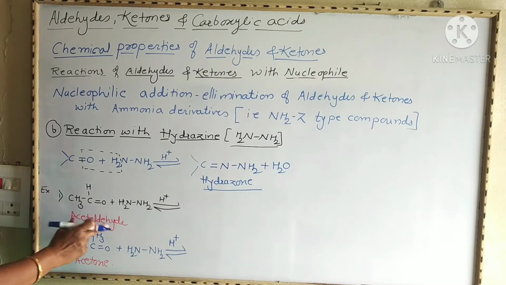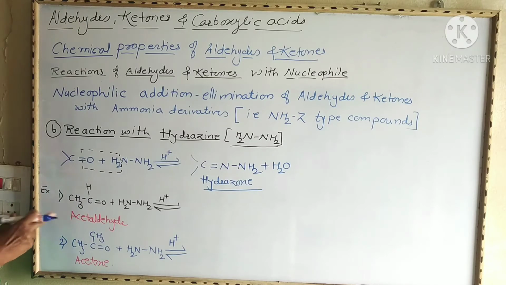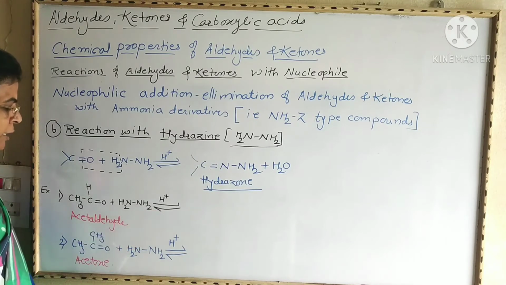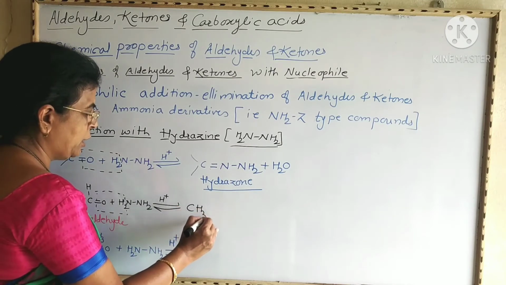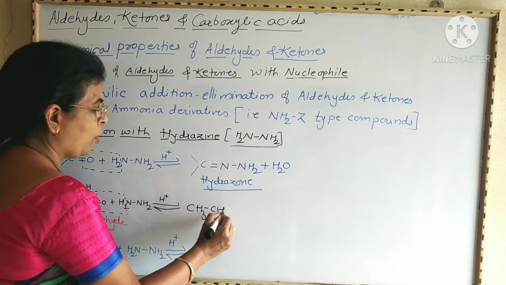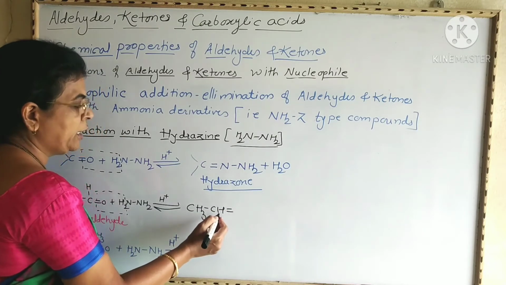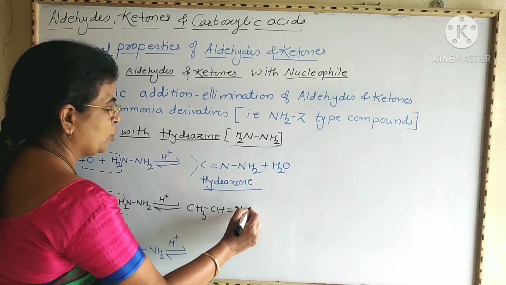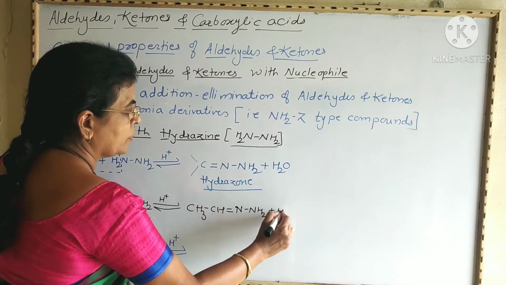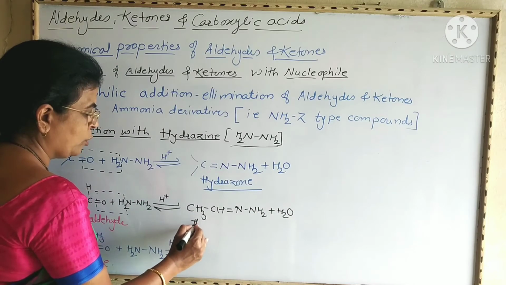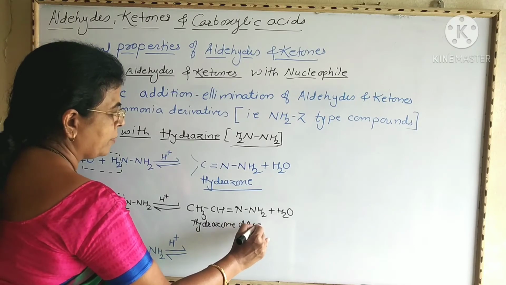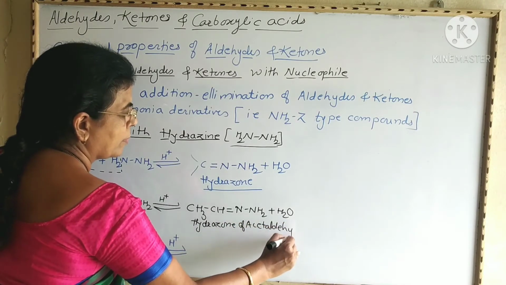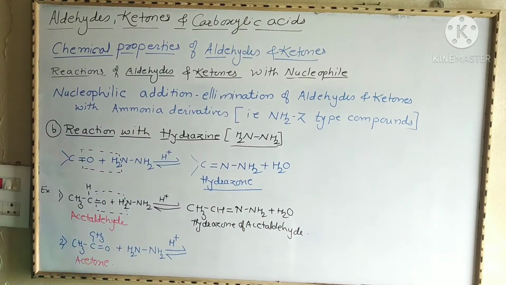Now the first example is with acetaldehyde, that is CH3 C double bond O H. When acetaldehyde reacts with hydrazine in presence of weak acidic medium, then removal of H2O takes place to form CH3 CH double bond N NH2 plus H2O. This is the hydrazone of acetaldehyde. Formation of hydrazone of acetaldehyde takes place.